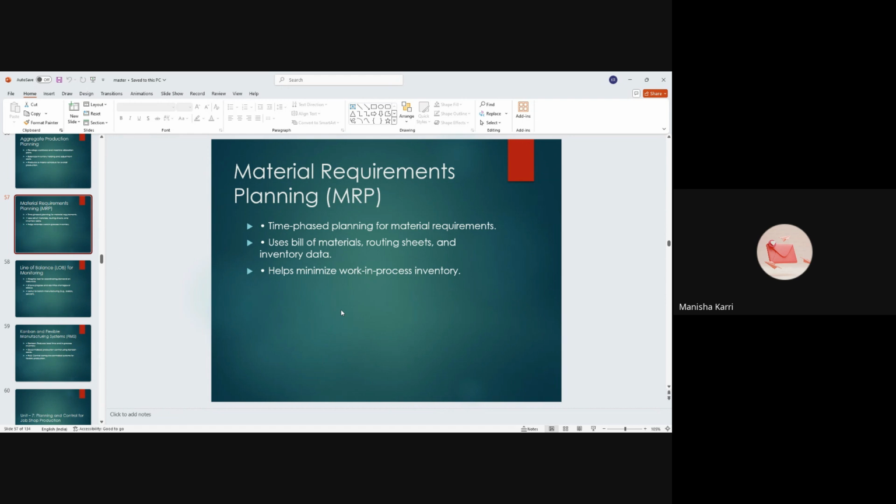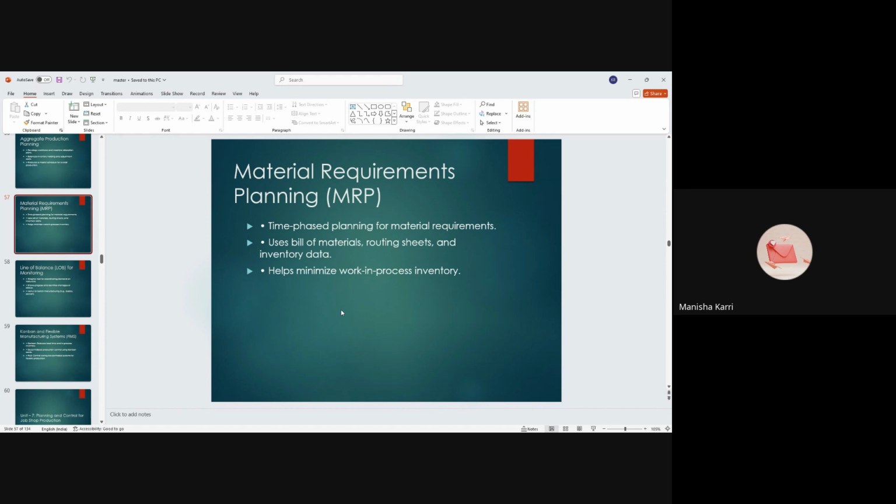Bills of materials, BOM, or routing sheets and inventory data. So what does BOM mean? This is a list of all parts and materials needed to make a product, like a recipe. And what do routing sheets mean? These outline the steps in a production process, helping the MRP determine when materials are needed at each stage. Next, inventory data. Here, current inventory levels are tracked, so MRP automatically knows what's already available and what needs to be ordered for the next process.